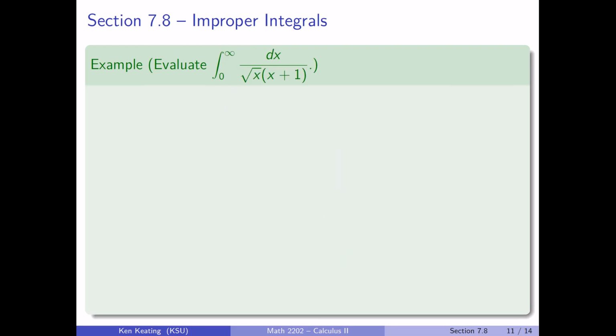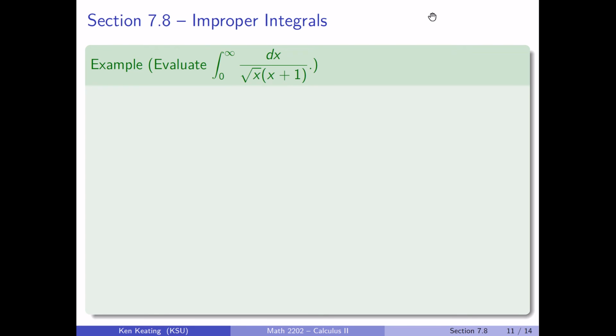Okay, our second example, we want to evaluate the integral from 0 to infinity of 1 over the square root of x times x plus 1. All right, now we have a couple of problems here. We notice first off that our upper limit of integration is infinity, and our lower limit of integration is 0, and I can't use 0 in my function. The square root of 0 is 0, so it puts a 0 in the denominator. So I've got two problems in this integral.